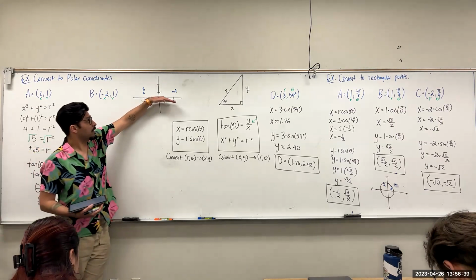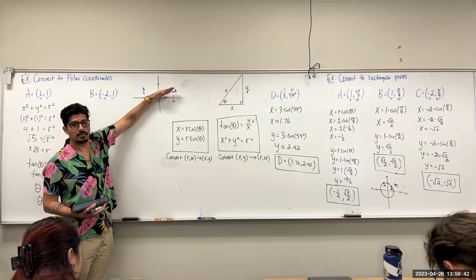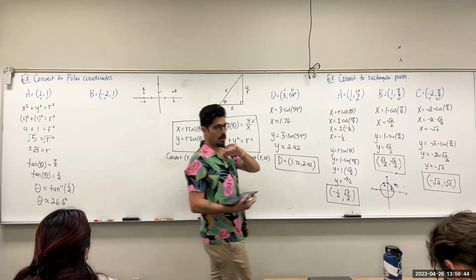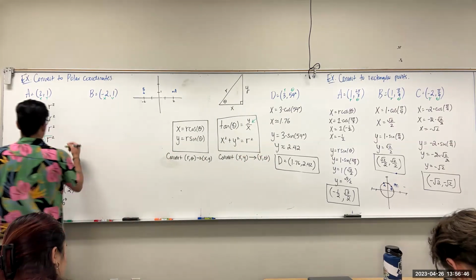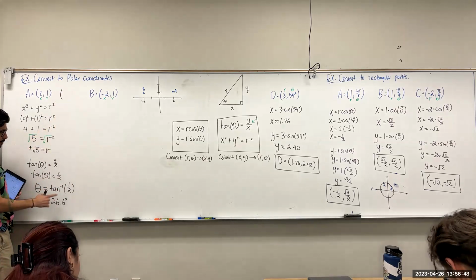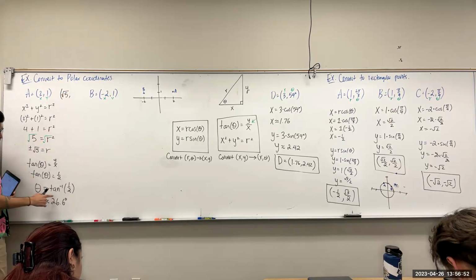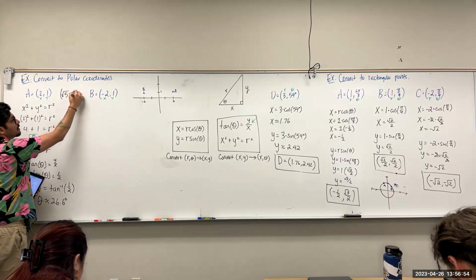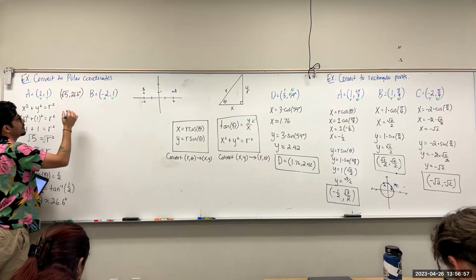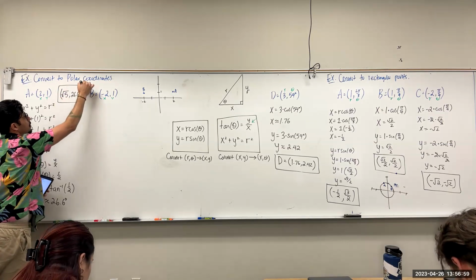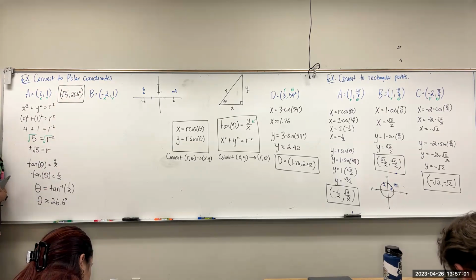So if it rotates positive, what kind of R do we want? A positive or a negative R? Positive R. So then for this point, we're gonna want to use R being positive √5 and theta being 26.6 degrees. This is the polar coordinate for that point.